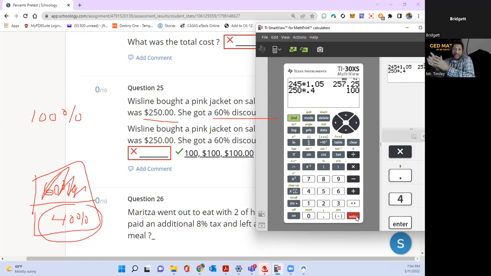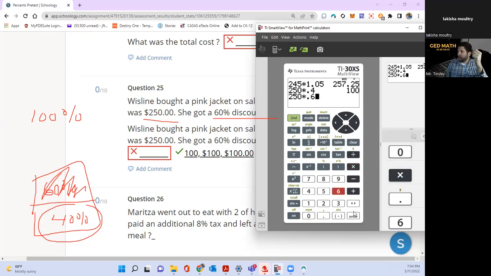What most people do, and this is what your teacher tells you to do, is 250 times 0.6. That's your discount. Then take 250 and subtract the 150. But you still get 100. If you understand the process of percentages, whether you add it or subtract it, then you can skip a step.